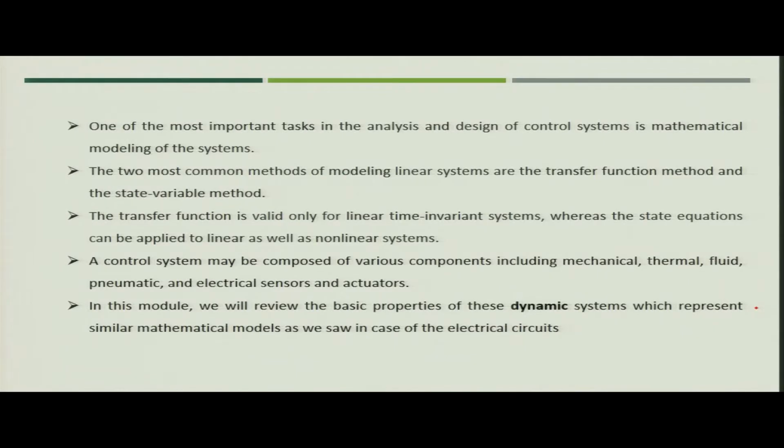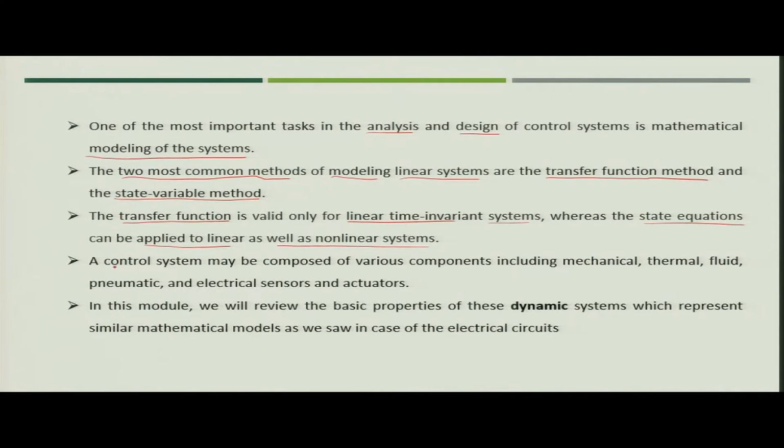One of the most important tasks in the analysis and design of the control system is the mathematical modeling of the system. Now, we have studied two most common methods of modeling the linear system, that were the transfer function method and the state variable method. So, these two we have discussed. Now, the transfer function method is valid only for linear time invariant systems, whereas state equations can be applied to linear as well as non-linear systems.